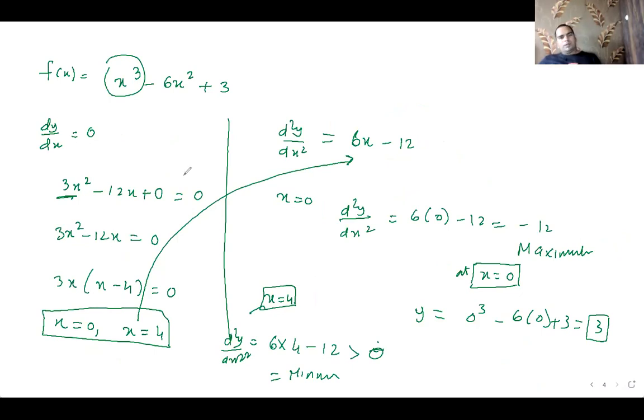To get the y coordinate, you plug the x coordinate into the function. So it'll be 4 cubed minus 6 times 4 squared plus 3, which is 64 minus 16 times 6 plus 3. Whatever value comes, you simplify that, and that's your y value. So that's how you use single derivative and double derivative concepts to find the maxima and minima for a given function.